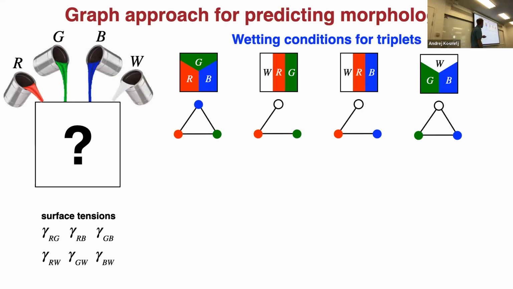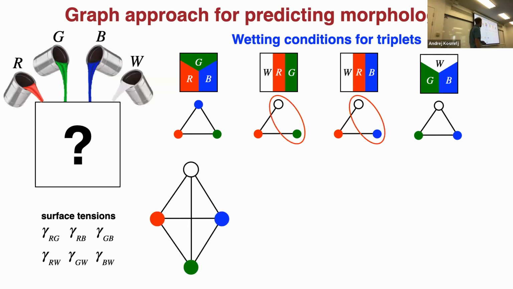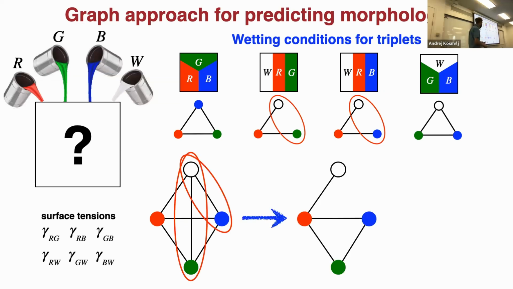So let's say in this example that the red, blue, and green partially wet each other, but the red one completely wets white and green, and the red one completely wets white and blue, and green, blue, and white partially wet each other. So now we should be able to stitch these local rules together to figure out what happens when all 4 of them are present. And the algorithm is very simple. We start with a fully connected graph. We iterate over subgraphs, and every time we see a missing link, we remove it in the main graph.